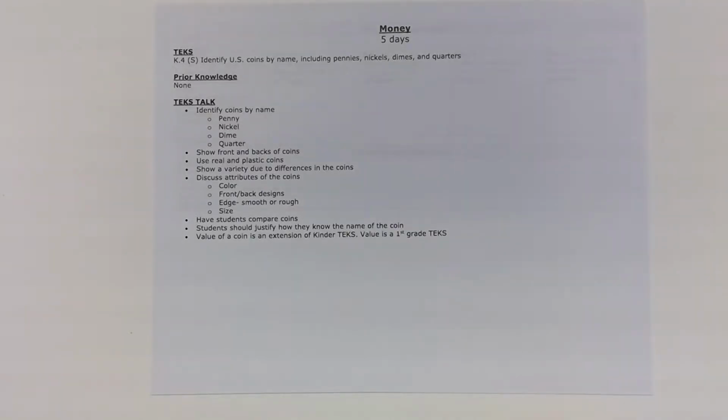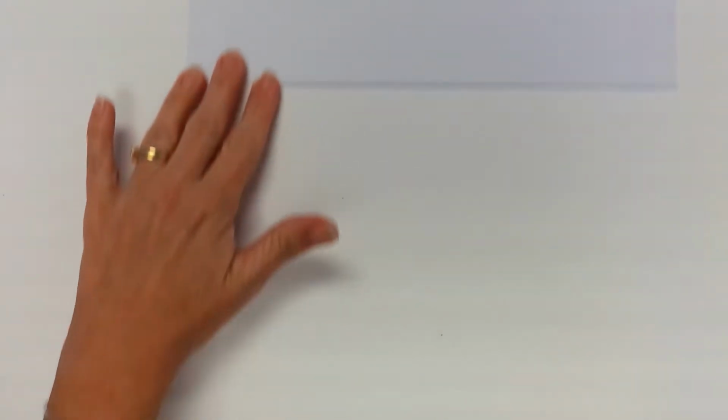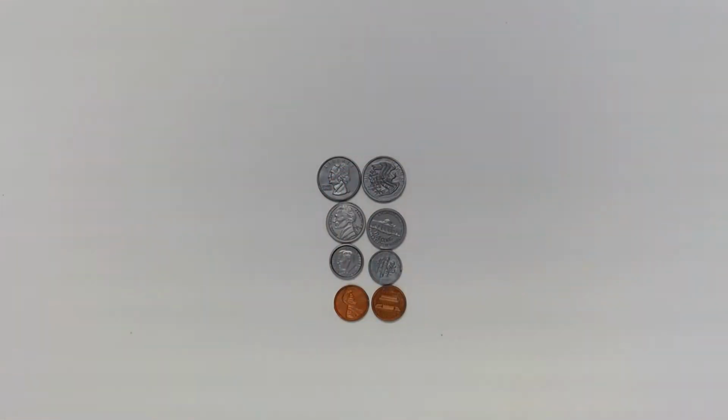In this video, we'll be looking at the Money Standard for Kindergarten, K.4. It says identify U.S. coins by name, including pennies, nickels, dimes, and quarters. The students only have to identify the coin by name. It's as simple as that.